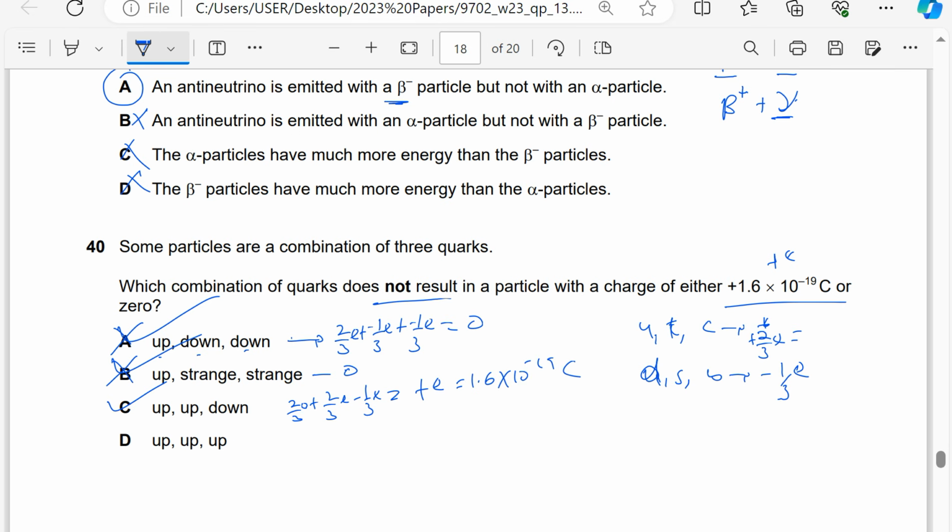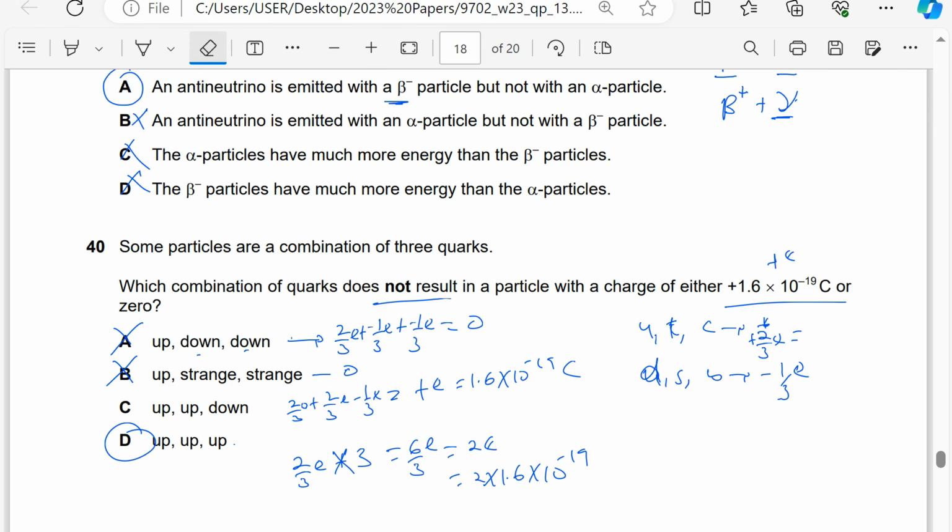So this is correct. Up, up, up is 2 over 3E plus 2 over 3E plus 2 over 3E, we just multiply this times 3. This is going to be 6E over 3, which is 2E. So 2E is 2 times 1.6 times 10 to the power of minus 19. So the answer is D. The rest, they either give you 0 or plus 1.6 times 10 to the power of minus 19. So the answer is D.